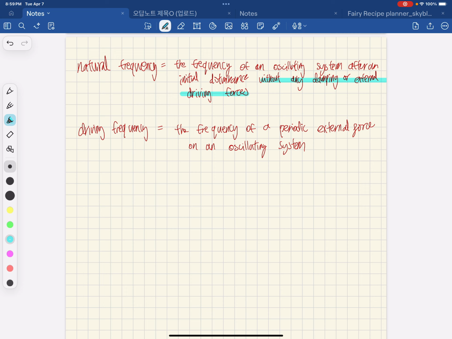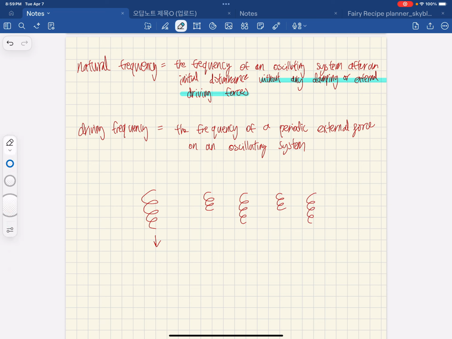So if you have a spring, you stretch it a bit and then you let go, and then you measure the frequency at which the spring oscillates after you let go. That frequency is the natural frequency.